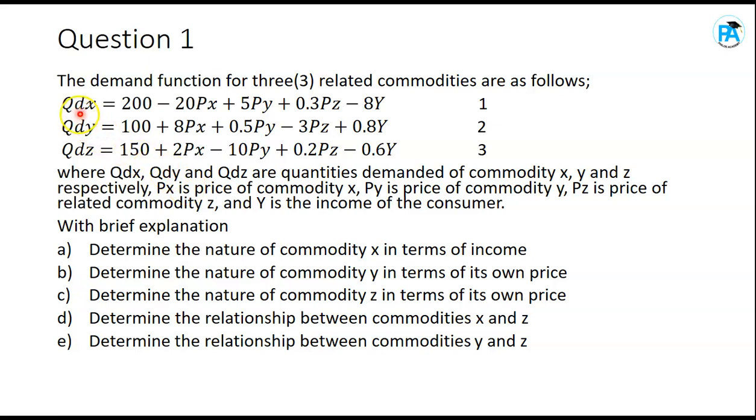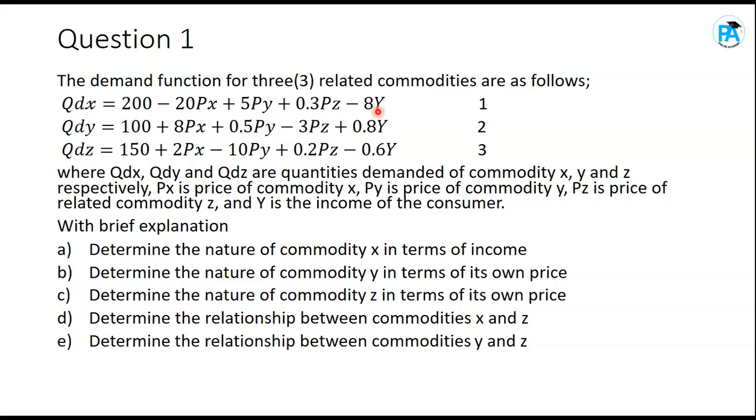So you go to the equation where commodity X is, QDX. Now you look at quantity demand of commodity X, and look at income at that level. What is the relationship between them? There is a negative relationship between them. Whenever there is a negative relationship between the quantity demand of a particular commodity and the income of the consumer, you say what? It's an inferior good. Commodity X in terms of income is an inferior good. Then you explain.